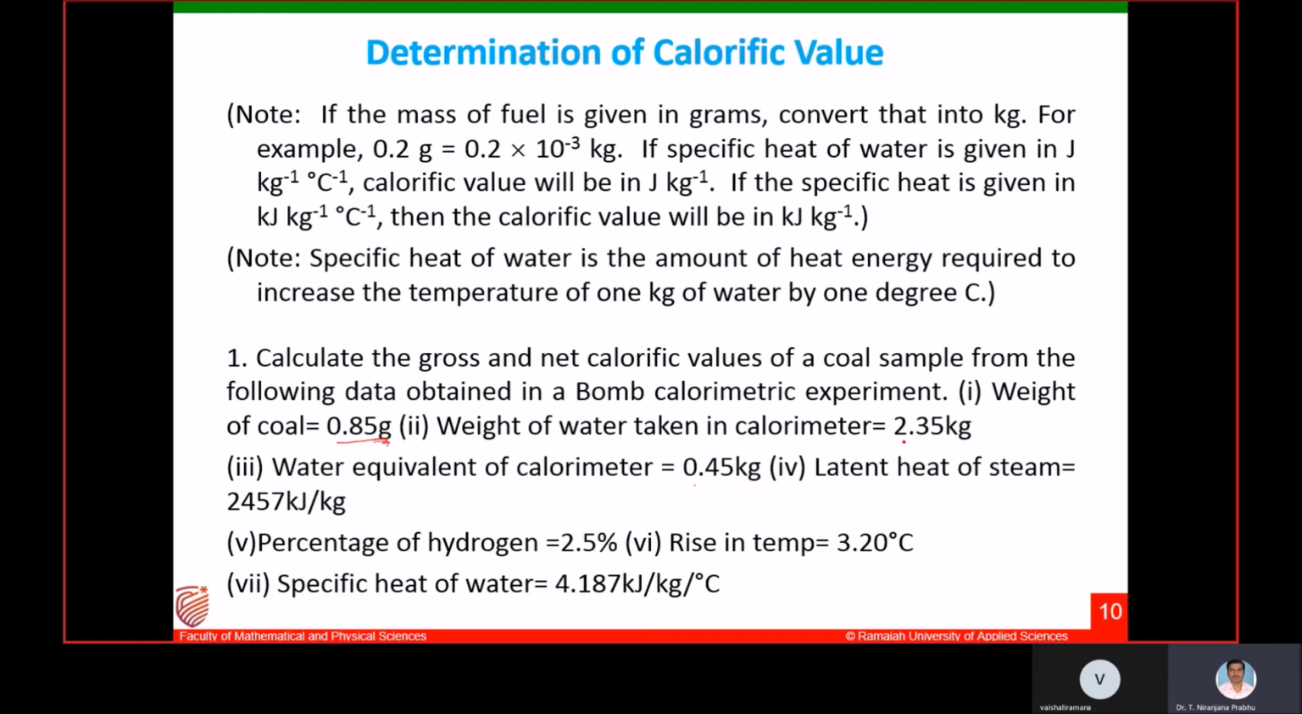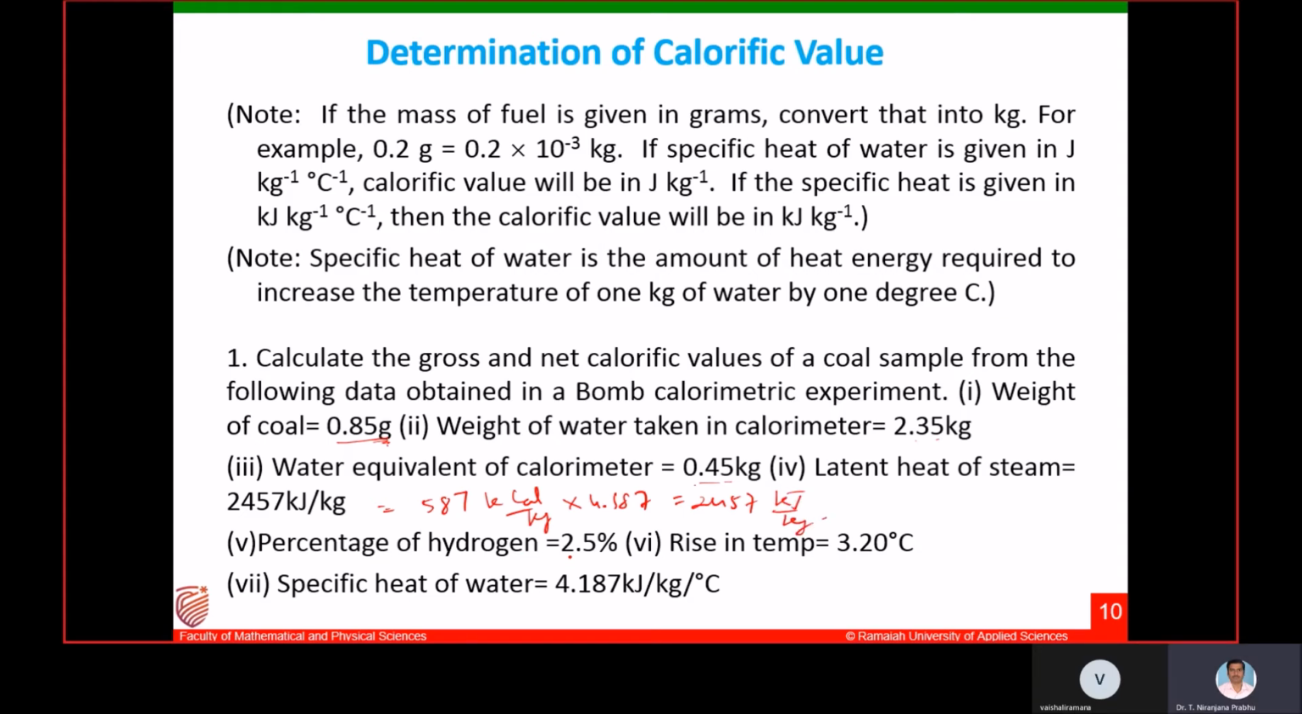Sometimes they will give this in kg, sometimes they will give this in gram. In that case, you make it same unit. If this is in kg, you convert the gram into kg again, then add. Then the latent heat of steam, L is equal to 2457. In old books you can refer this 587 kilocalorie per kg is there. You can just convert by multiplying with 4.187. It will give 2457. This becomes kilojoule per kg.